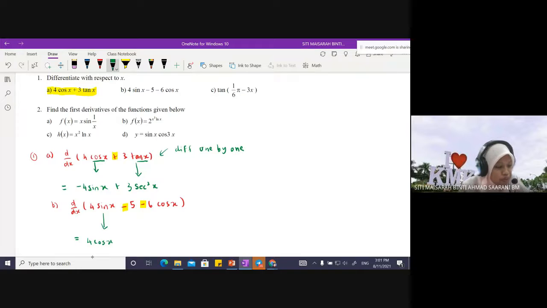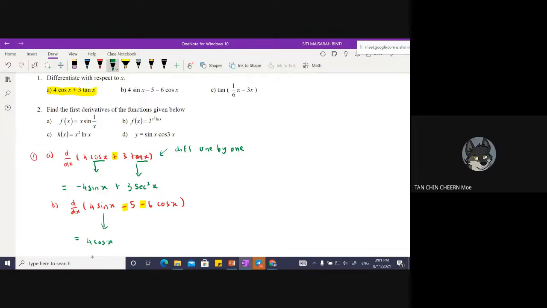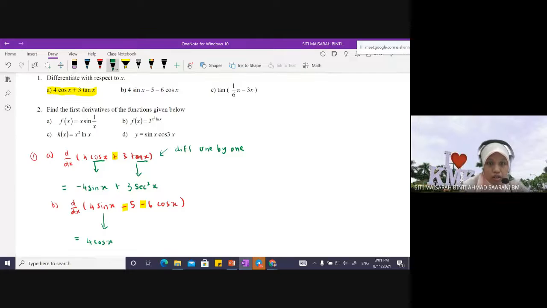Differentiate 5, 0. Ini jadi kosong ya. Minus 0 lah. Minus differentiate 6 cos x, 6 multiply negative sin x. Finally, kalau kita simplify, we get 4 cos x plus 6 sin x. Okay, so ini untuk B.